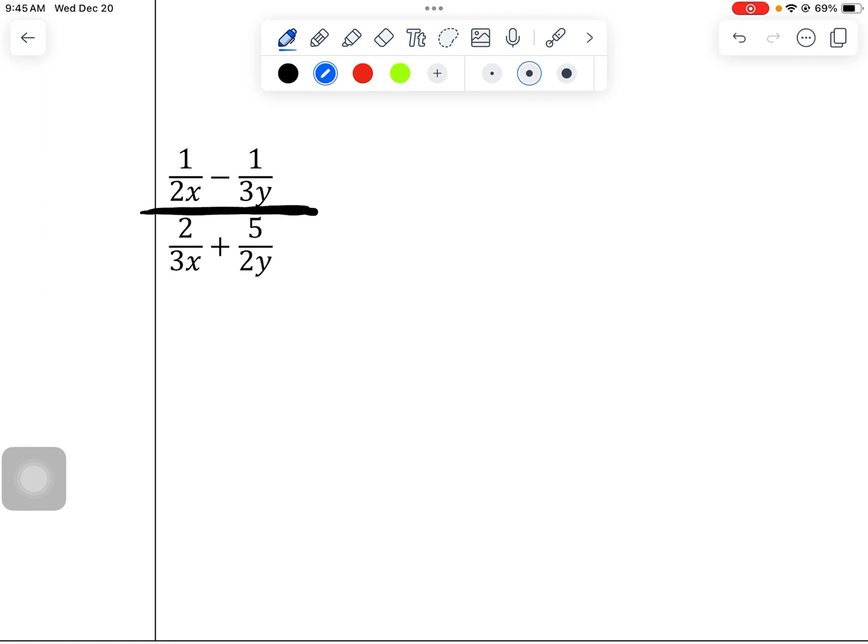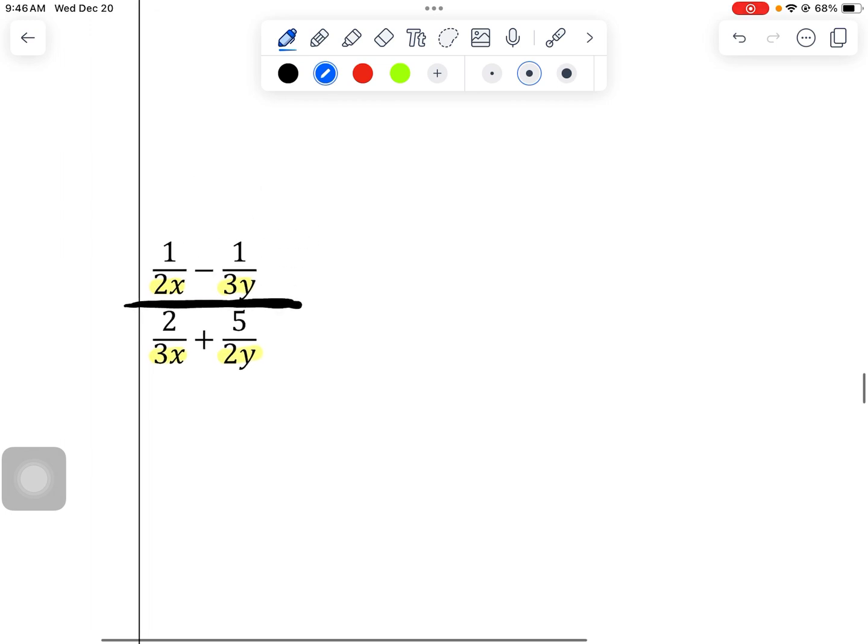In this case, in order to apply keep, change, flip, or multiply by the reciprocal, you would have to combine this difference and this sum first. To avoid that step, I'm going to look at the common denominator between all four of my denominators: 2x, 3y, 3x, and 2y.